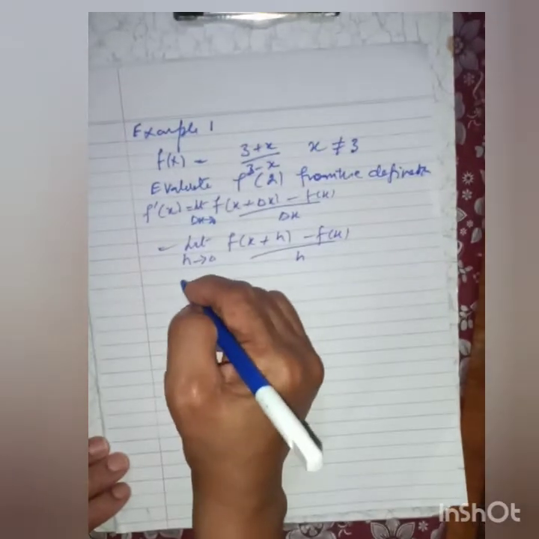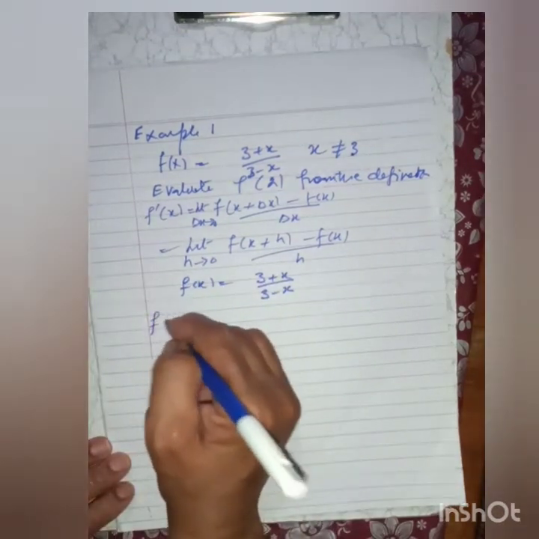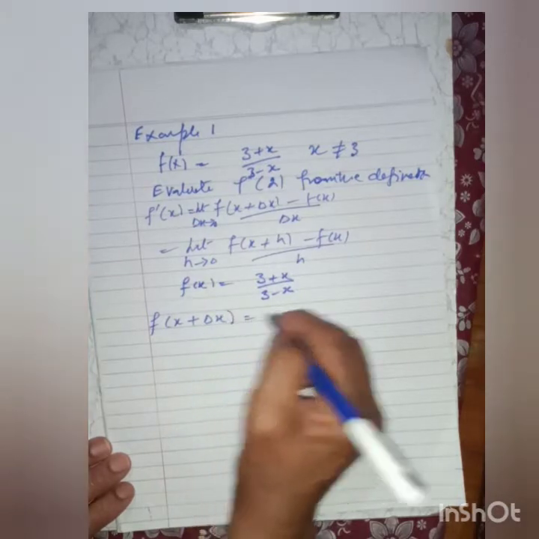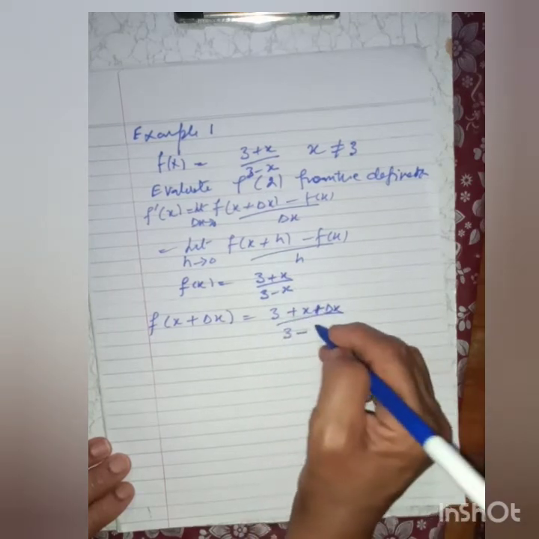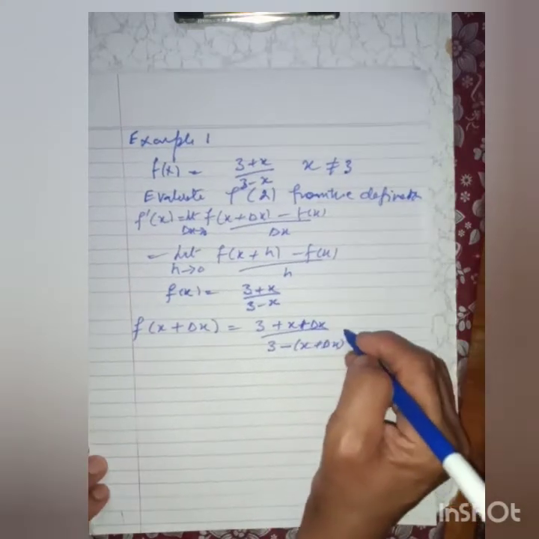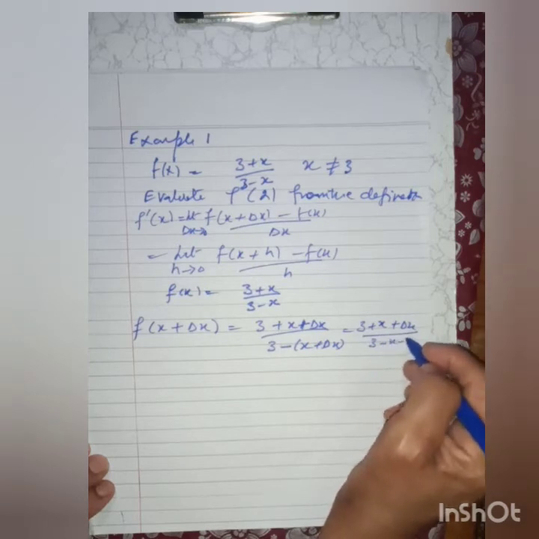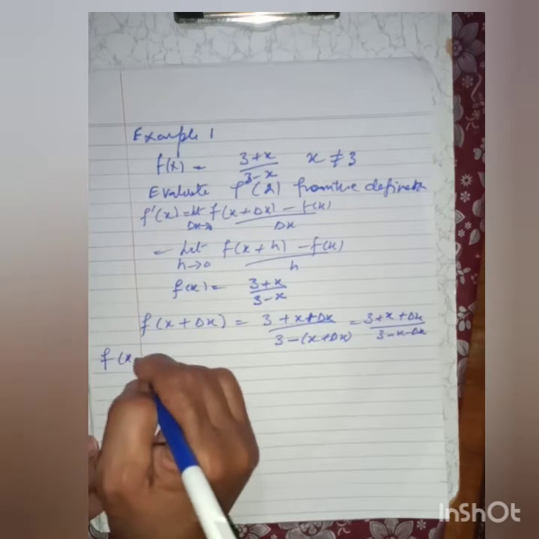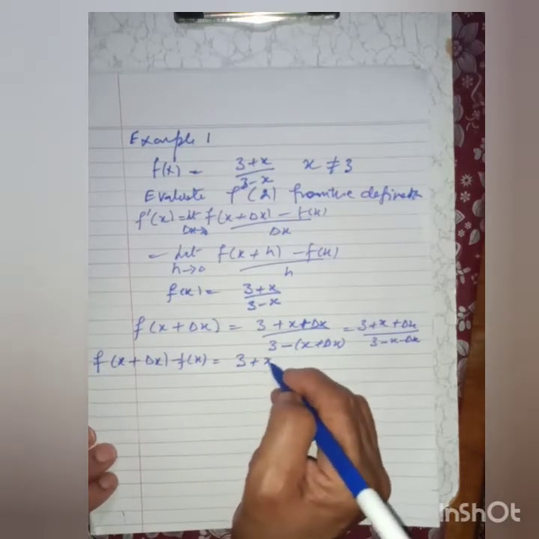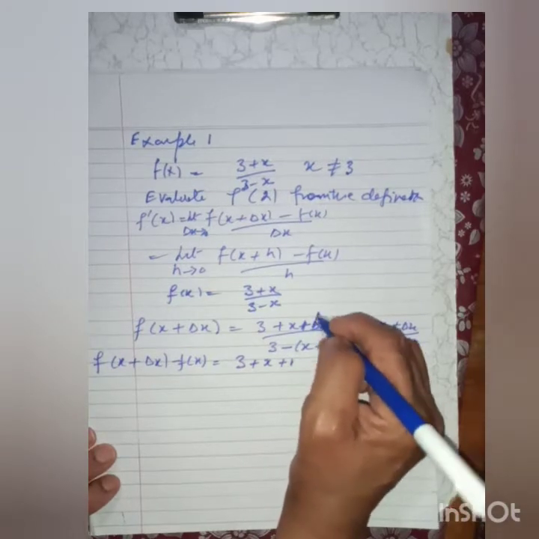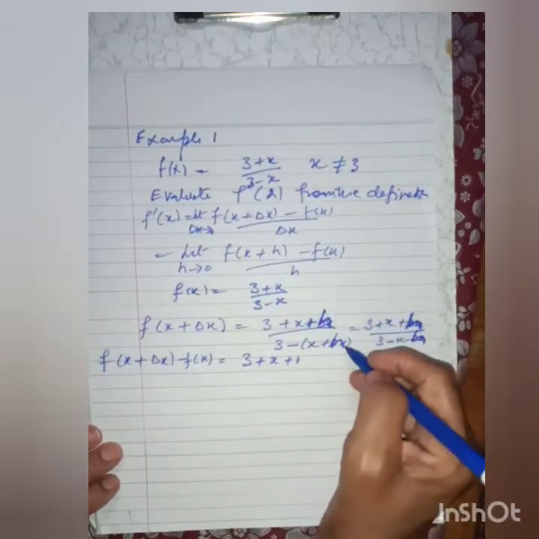Now the given function is f of x is equal to 3 plus x dividing by 3 minus x. So f of x plus delta x will be equal to 3 plus x plus delta x dividing by 3 minus x plus delta x, which is 3 plus x plus delta x dividing by 3 minus x minus delta x. Now f of x plus delta x minus f of x will be equal to 3 plus x. Here I am using h because in the book the letter h is used, so we can also use h here.